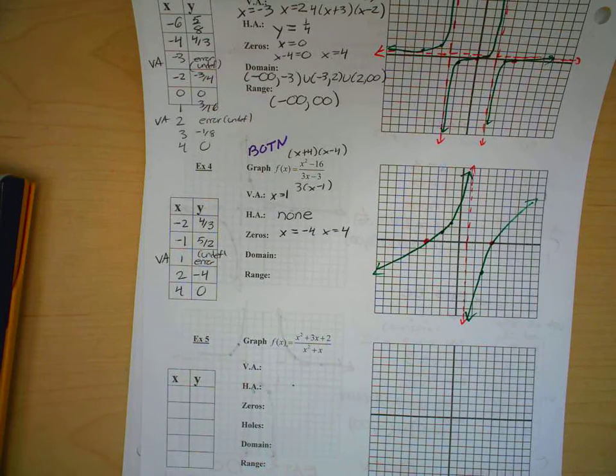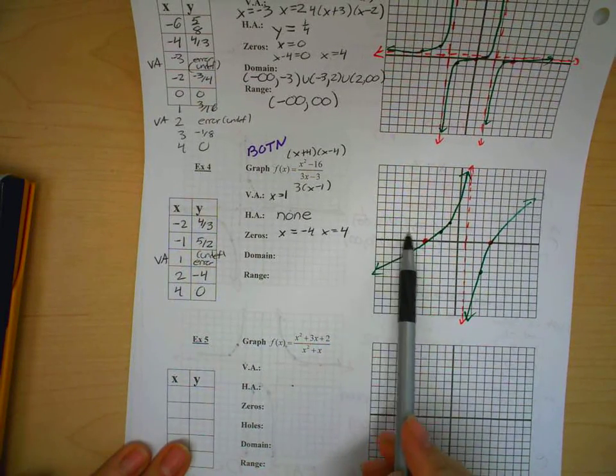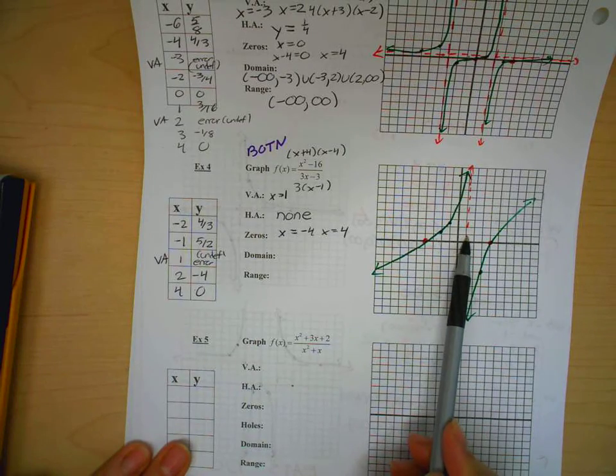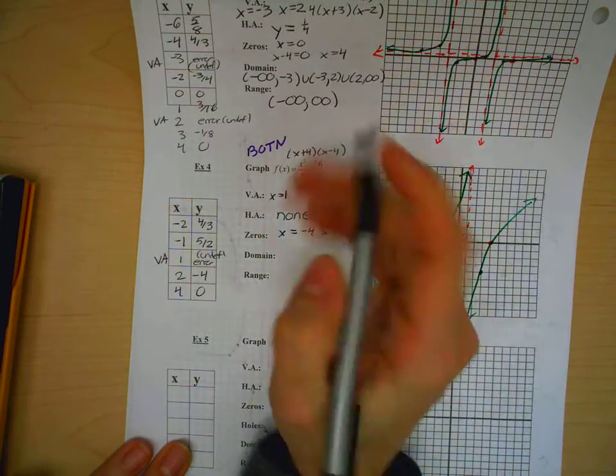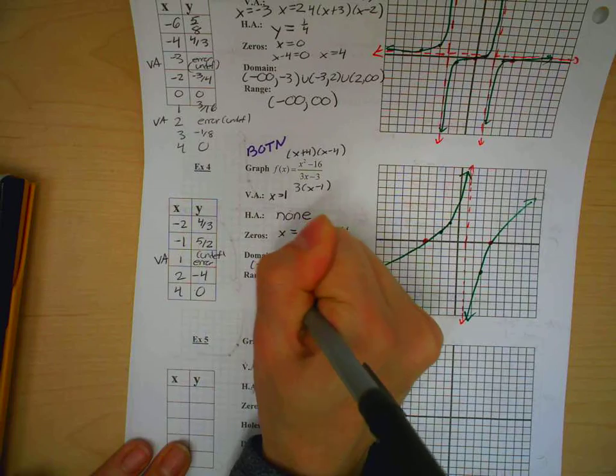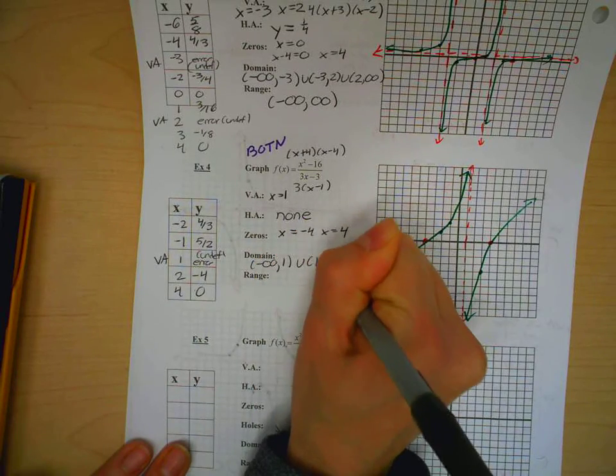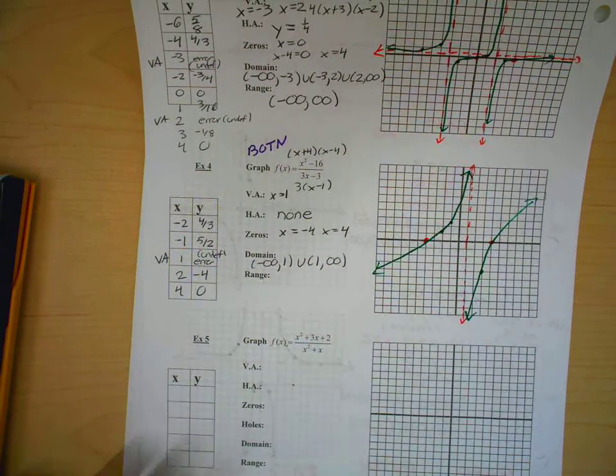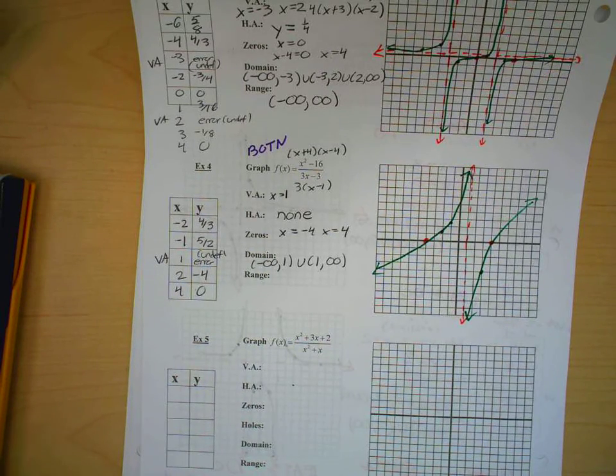All right, so my domain, I start from here, I have to stop at the vertical asymptote. Then I can keep going. So I start at negative infinity, asymptote, start going again, and go to infinity. How about my range? Are there any restrictions on my range? Is there anything that my y value is not?